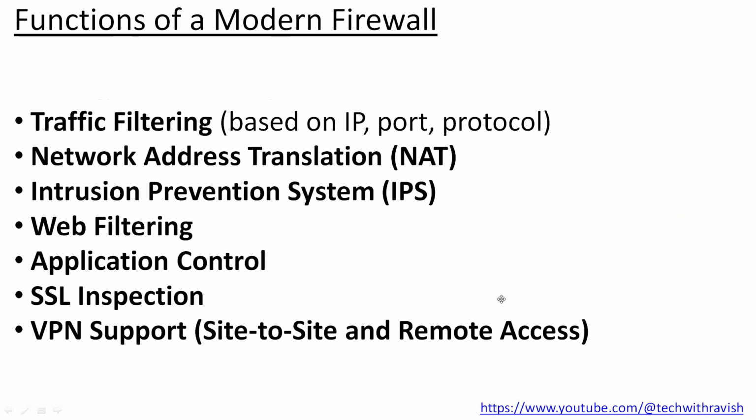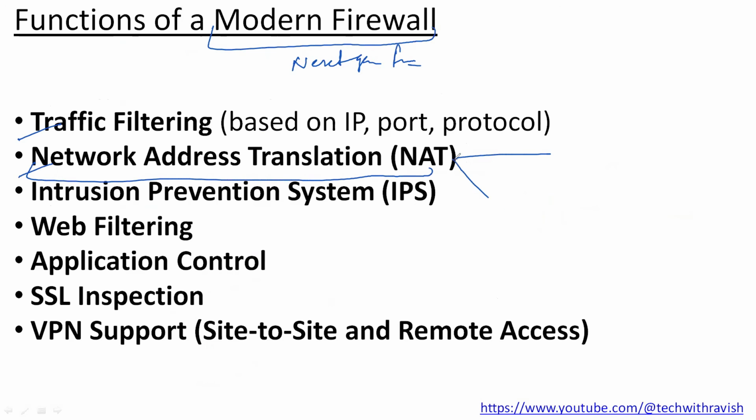Now let's talk about the functions of a modern firewall. A modern firewall, as I already told you, is also known as the next generation firewall. It does traffic filtering. Network address translation can also be done by the firewall, and you already know that NAT is used for converting the public IP into the private IP. It does the intrusion prevention system.